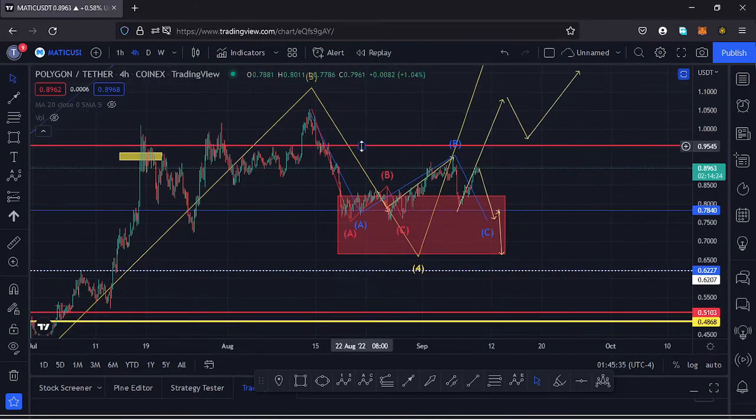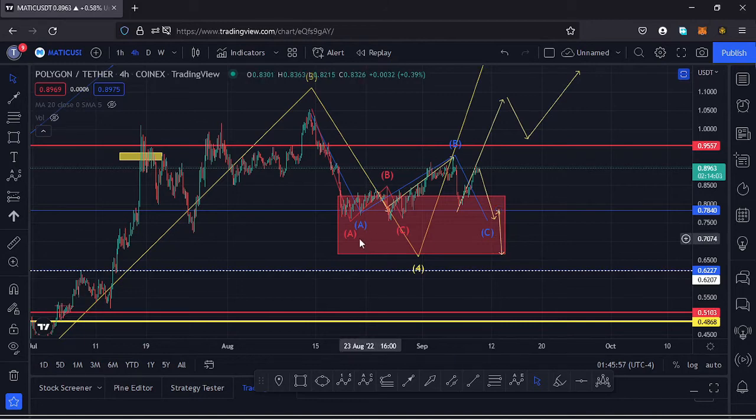But the most likely scenario to be playing out here is the one of us having this ABC corrective wave in blue, and we are yet to make the low for that fourth wave before we continue pushing higher in the formation of a wave 5. So that is what for me I expect with high probabilities.